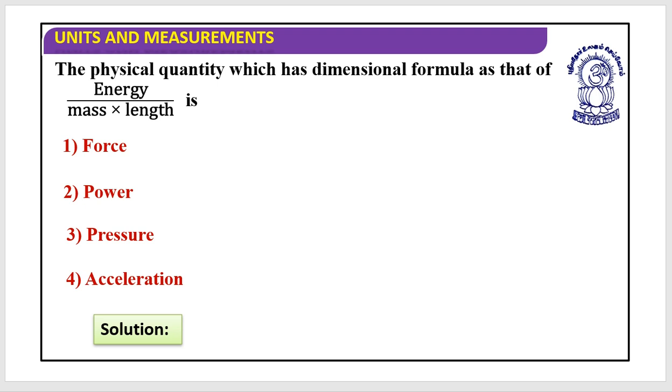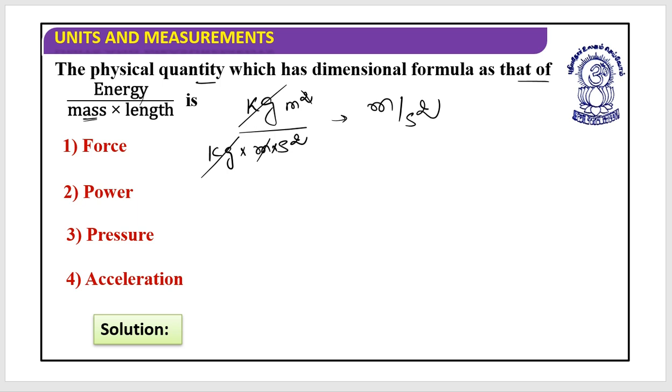Go through the question very carefully. What is given? They ask for the physical quantity which has the same dimensional formula as this. First I need to calculate the dimensional formula of this. It's energy, which in units is kg meter square per second square, divided by mass, that means kg, and by length, that is meter. So this kg is gone, this meter is gone. That comes to meter per second square, which is the same as acceleration. This is the correct answer.